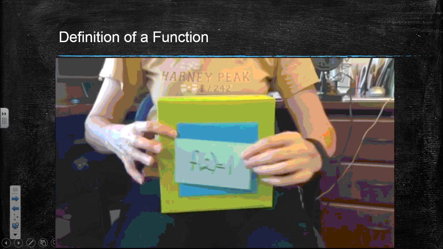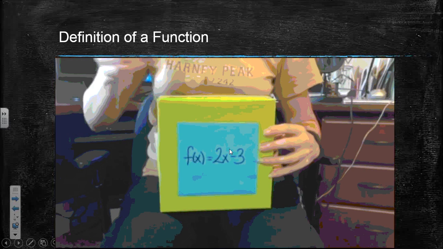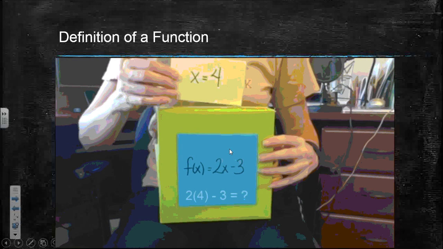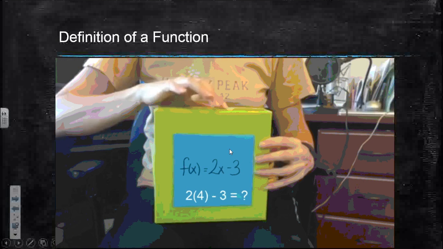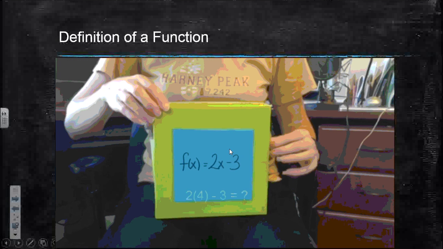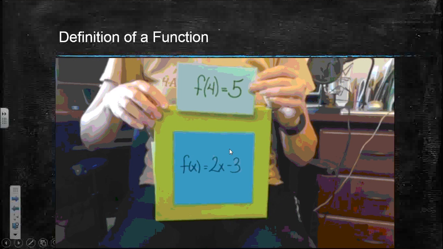Put in a quarter, out came a soda. Okay, here comes the next one. I'm putting in a 4. What's going to come out? 5, right? Here comes the 5. My function machine is functioning, right?